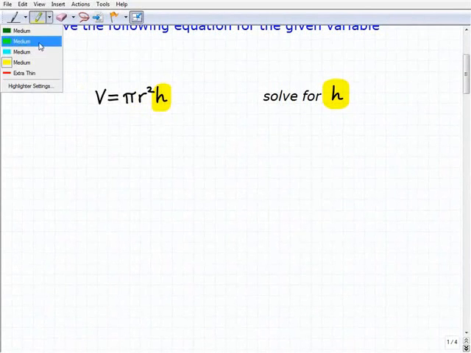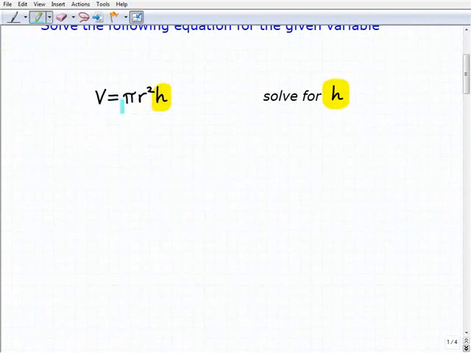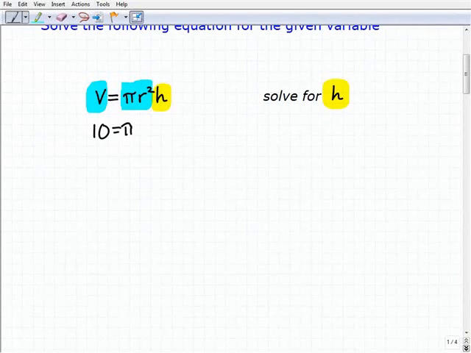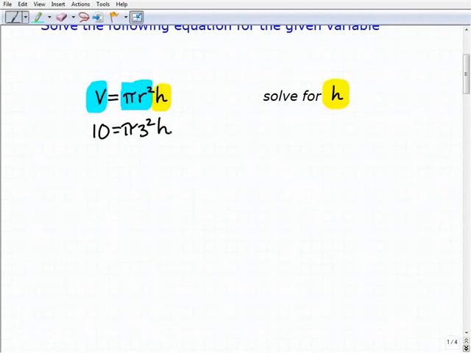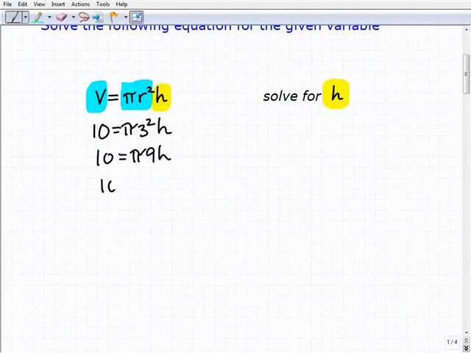So that means we're going to treat everything else that we see as a number. So volume we're going to think of as a number. We have pi and r squared, we're going to think of this as a number. So this is like one big product. For example, this could be like say 10 equals pi times 3 squared times h. Or like 10 equals pi times 9 times h. And then pi times 9 is just a number. Pi is 3.14, etc. So this is like 10 equals, let's just round pi off to 3, like 27 times h.